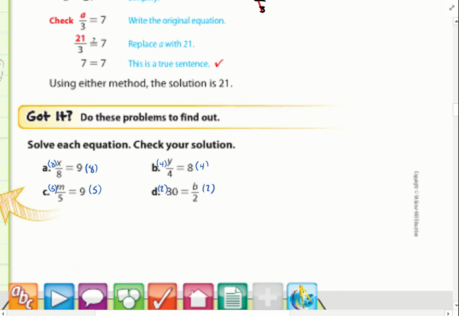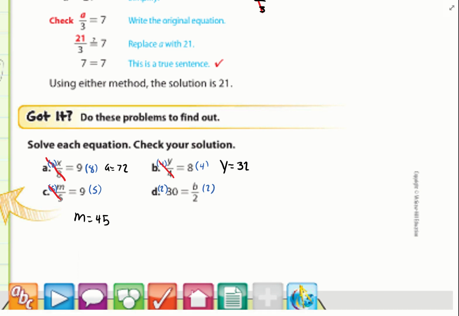So here I have 8 as my denominator, so I'm going to multiply 8 on each side. Those are going to cancel. 9 times 8, so a equals 72. For b, I have y divided by 4 equals 8, so I'm going to need to get rid of my 4, so I'm going to multiply 4 on both sides. 8 times 4 equals 32. And then for c, m divided by 5 equals 9. So we're going to multiply by 5 on each side. Those are going to cancel. 5 times 9 is 45.